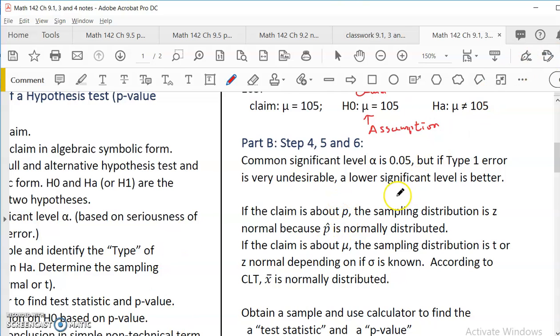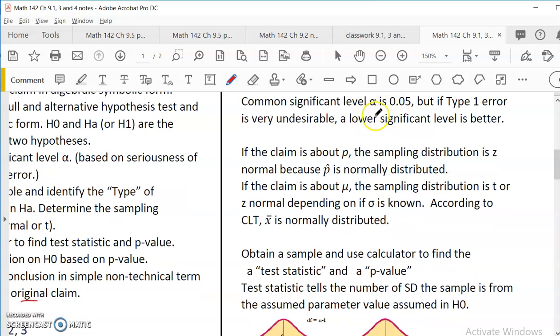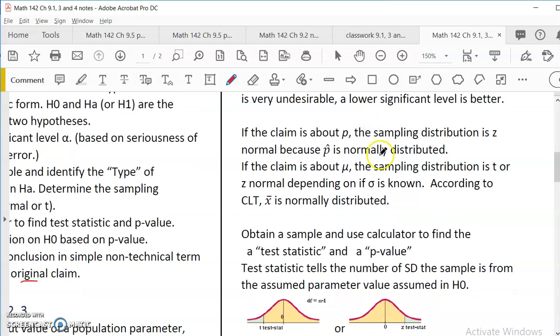So the first thing you do is you choose a significance level. Significance level, I hope you still remember, is what is being unlikely. The default is 0.05. But you can define it to be lower or higher depending on something called a type 1 error, which we'll cover in 9.2. So when you do 9.2, you'll know how you can get a better significance level. But if they don't say anything, it's 0.05.